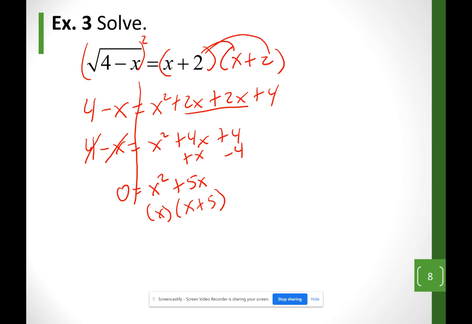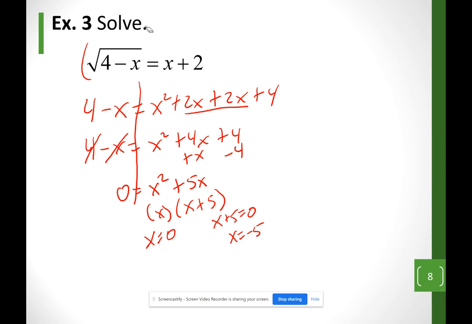From the first parentheses, x, I'm thinking what value of x will make that equal to 0? Well, x equals 0. From the other one, I'm thinking x plus 5 is equal to 0. Notice how I let each of my parentheses equal to 0. Therefore, x is equal to negative 5. Once again, these are possible solutions. The way I know whether it works or not is I plug it into my original equation.